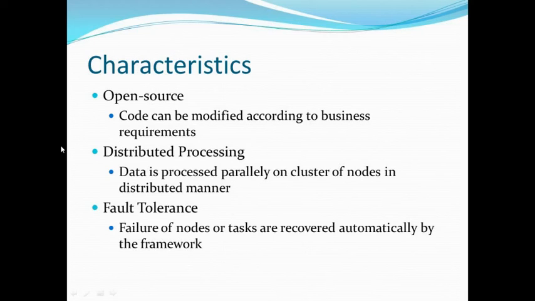The next thing is distributed processing. Data is processed perfectly on a cluster of nodes in a distributed manner. Fault tolerance. We have seen distributed processing and fault tolerance in quite some detail. So failure of a node or task is recovered automatically by the framework. If any of your tasks breaks down, it will be rescheduled to some other node. If your node is down, that node's work is scheduled to some other slave. So the overall framework of Hadoop is very much fault tolerant.